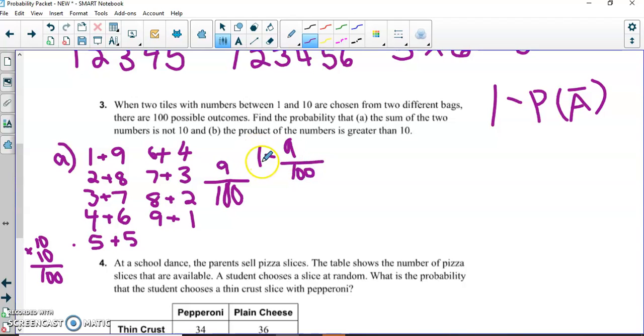Right, and I can use a calculator or convert this to 100 over 100, and my answer would be 91 over 100, or 91%, or 0.91. So that's the probability of not getting a 10. Pretty good. Okay, let's look at B.